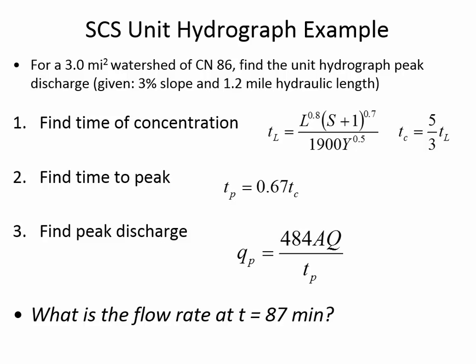We've got a watershed area that's 3 square miles, and the curve number is 86. We want to find out what's the peak discharge according to this SCS Unit Hydrograph if we know that the watershed has a 3% slope and the hydraulic length of the watershed is 1.2 miles. All right, so the first thing that we'll do is calculate the time of concentration.